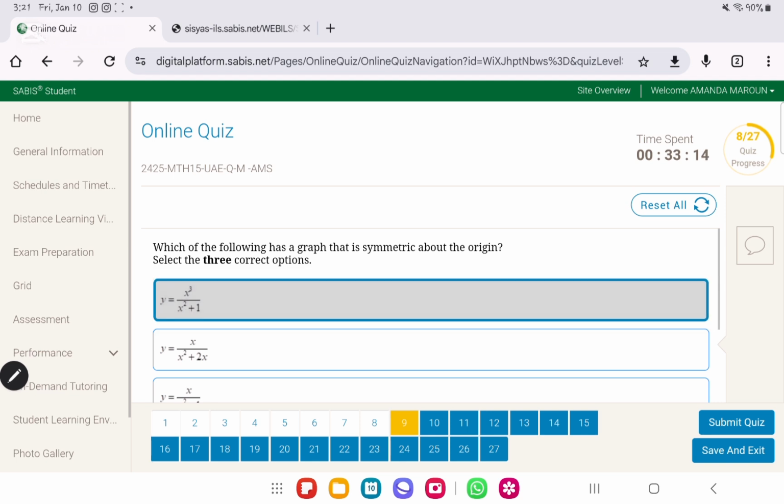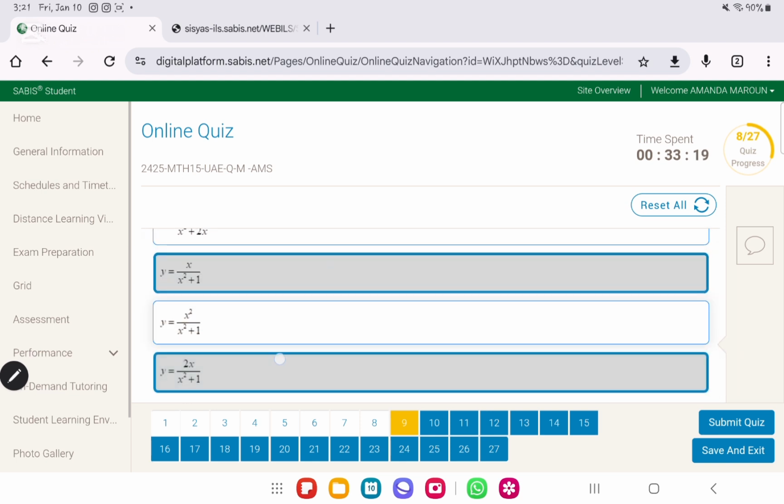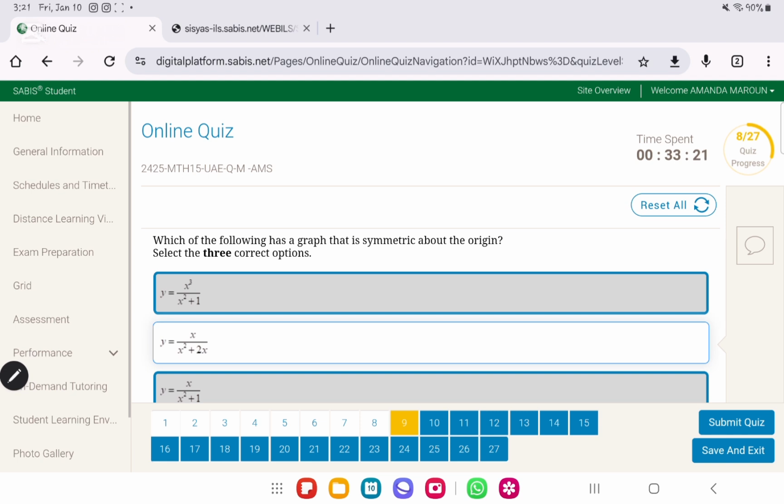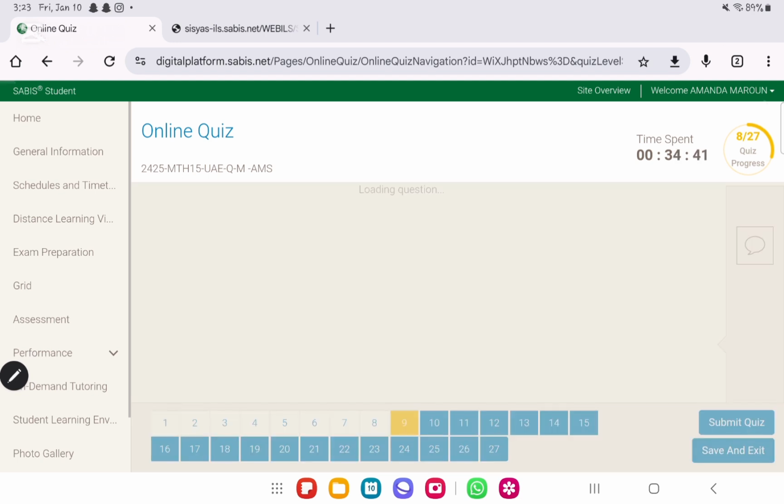So this is how you are going to do it for the rest of them. I'm just going to choose which ones are odd. The first odd function is y is equal to x to the power of 3 divided by x to the power of 2 plus 1. The second one is y is equal to x divided by x to the power of 2 plus 1. And then the final one is y is equal to 2x divided by x to the power of 2 plus 1. Alright, that's question number 9 done.